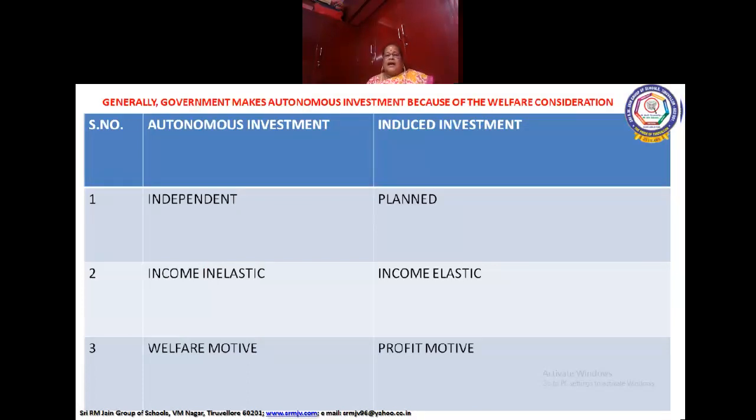Let us see the difference between autonomous investment and induced investment. Autonomous investment is independent economic activity. Induced investment is planned economic activity. Autonomous investment is income inelastic. Induced investment is income elastic. Autonomous investment is welfare motivated. It is welfare motive. Induced investment is profit motive.